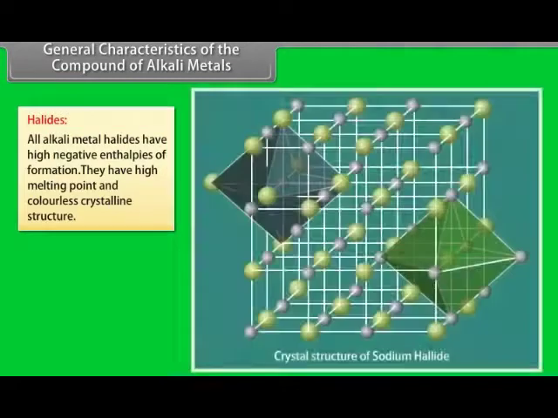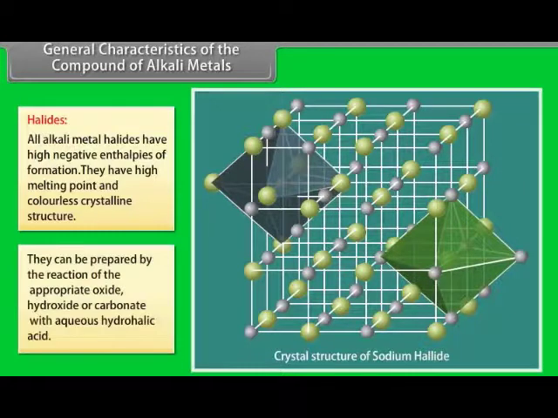Halides. All alkali metal halides have high negative enthalpies of formation. They have high melting points and colorless crystalline structure. They can be prepared by the reaction of the appropriate oxide, hydroxide or carbonate with aqueous hydrohalic acid.